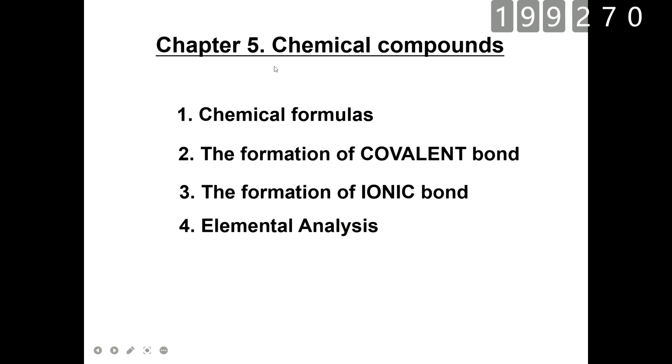Okay, so in this chapter, we will learn the chemical formulas, and also we will learn the formation of covalent bond, and the formation of ionic bond, and also elemental analysis to determine the molecules of unknown matters.